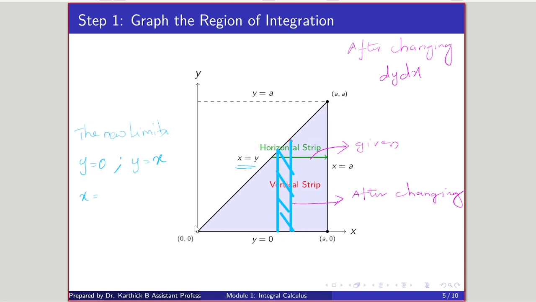Here x varies from 0 to a because we have the equation x equal to a. Here this point will be 0, so x will be 0. So from 0 to a, x varies from 0 to a. The lower limit will be 0 and the upper limit will be a. So that's all.